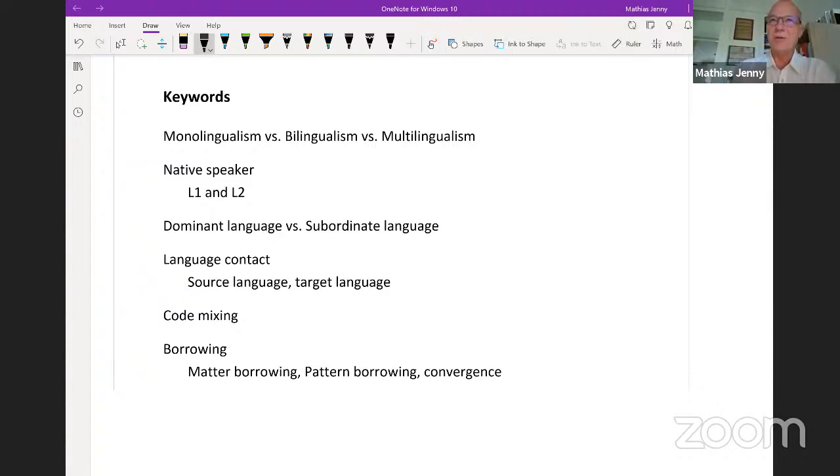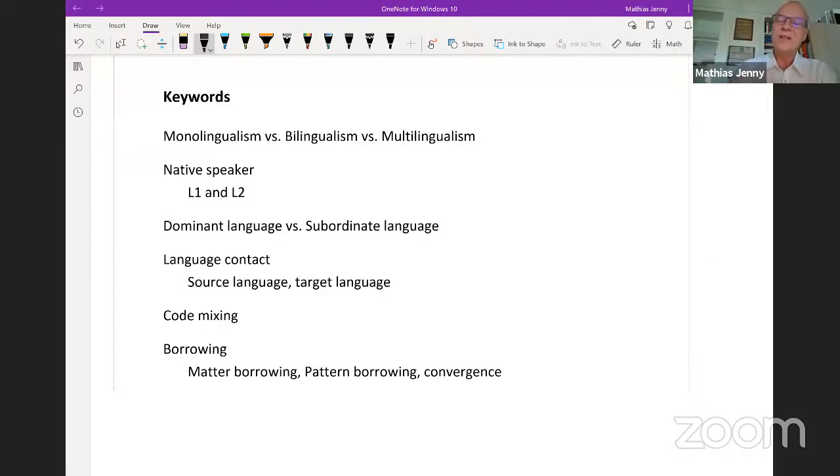Bilingualism means two languages are used by the same person or community, and multilingualism, many languages. Then usually a person, an individual, has one native language, one first language, and we call them then native speakers of that language. L1 and L2 means first language, second language. Of course, there may be L3, L4, or as many languages as you can think of. But usually in the literature, we talk about L1 and L2 for first and second language.